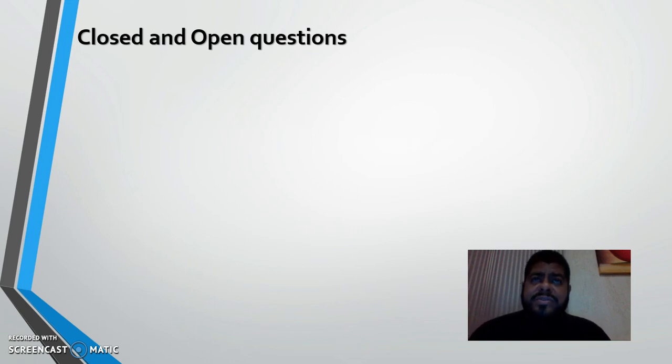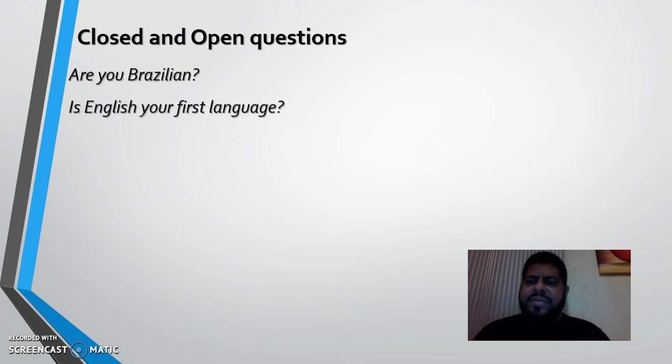And open questions usually start with WH question words like what, where, why, who, and how. They are also known as information questions because they demand information, and the options for answering those questions are more varied. There is a variety of options to answer the questions depending on the question itself. But let's look at some of this.